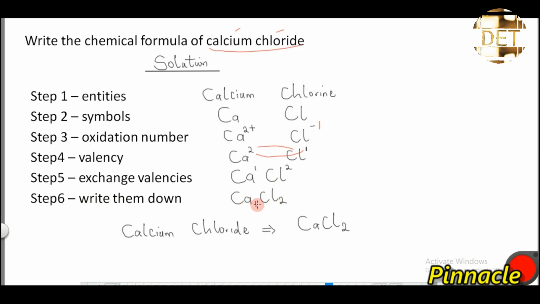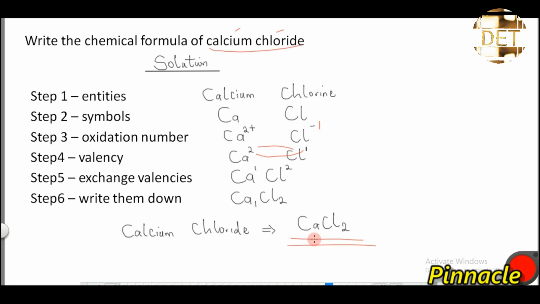1 is an insignificant number. 1 times calcium will still be calcium, right? So this will be CaCl2. This is the chemical formula of calcium chloride. In this chemical formula, it shows that this compound contains 1 atom of calcium, Ca, and 2 atoms of chlorine. So this is very important.